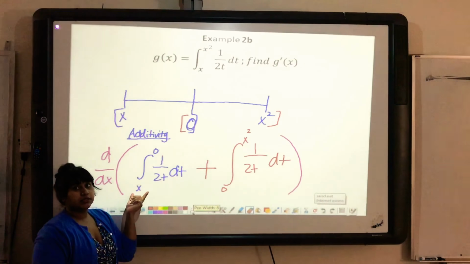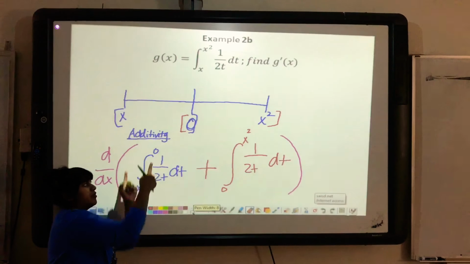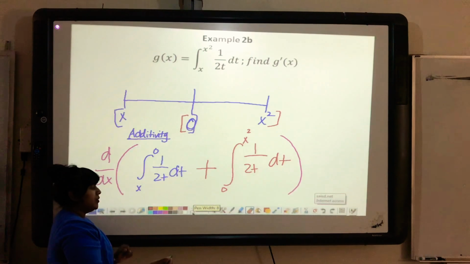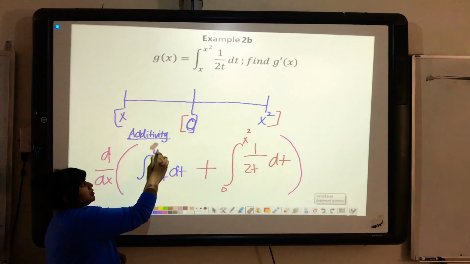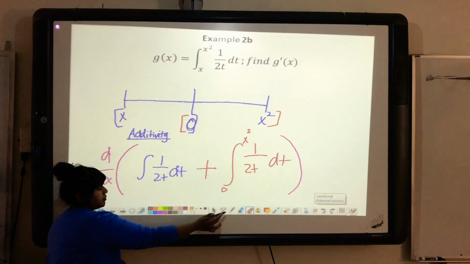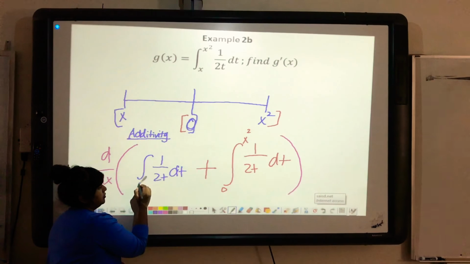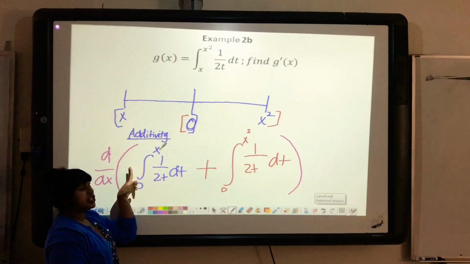Is A a constant? No. Is B just X? No. But what happened here? Are they just reversed? Oh, cool. So if they're just reversed, what I can do is, if I want to turn this into 0 and this into X, if I want to flip them, I got to change something out here.